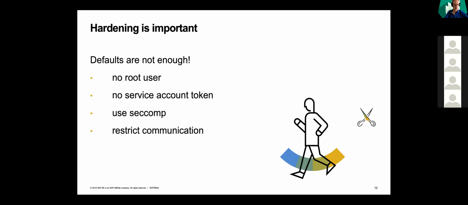As a summary, I would like to say that the hardening of pods is really important. The defaults are not enough. If you use the defaults, then you run as root, you have a service account token mounted, there's no seccomp profile assigned, and communication within the cluster is pretty much open. And with Karydia, we try to invert all these defaults to a more secure pod in your cluster.